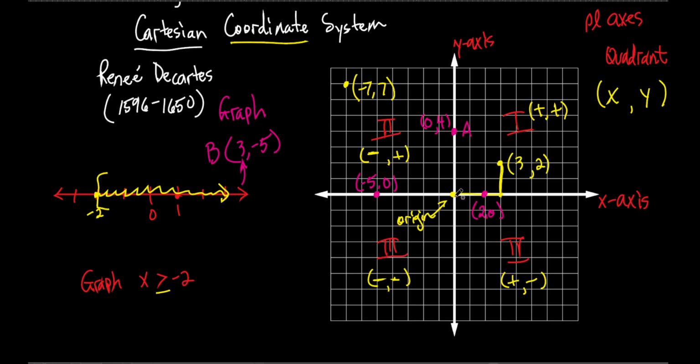So you go 3 to the right. So you start at the origin, and you go 3 to the right. So I go 1, 2, 3. But we don't stop right there. We don't put a point right there, but we do hold our pencil there. And then how far up or down do we go, Alex? We go down 5. 1, 2, 3, 4, 5, right there. I'll put a B so I know what point that's supposed to be.